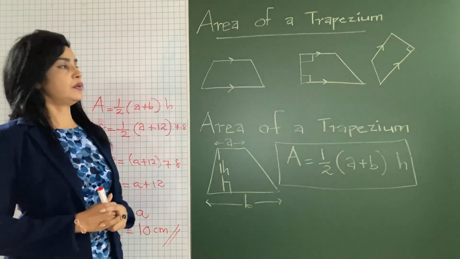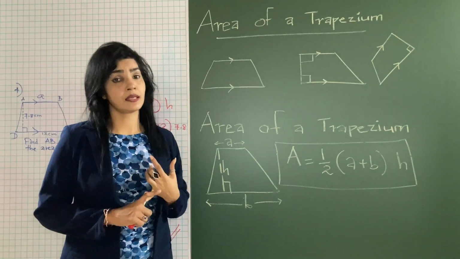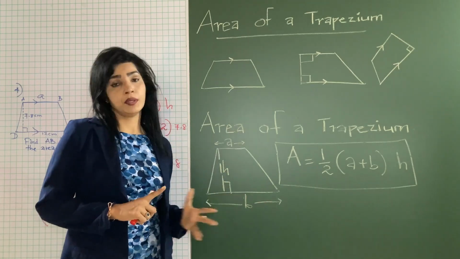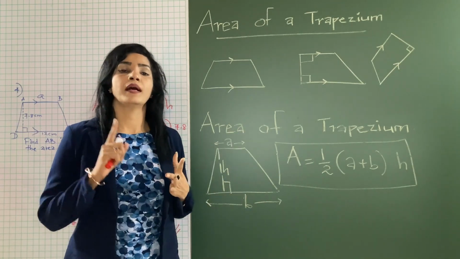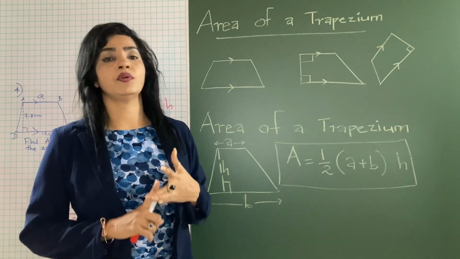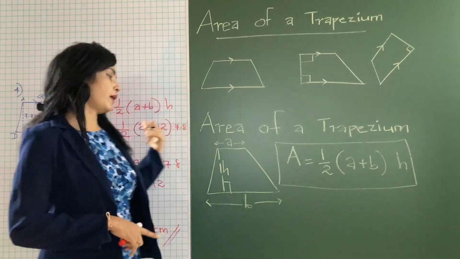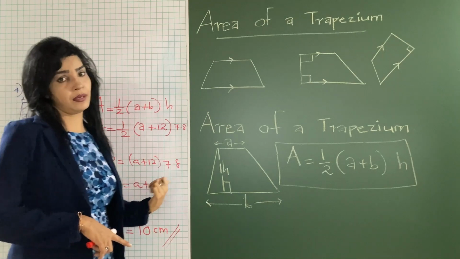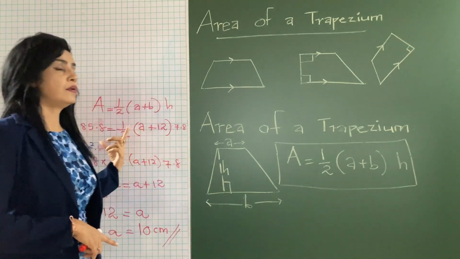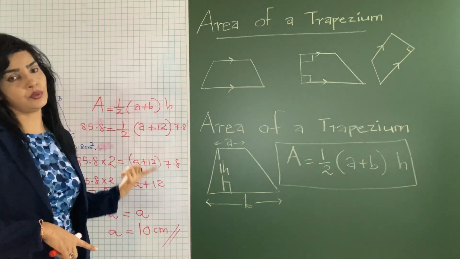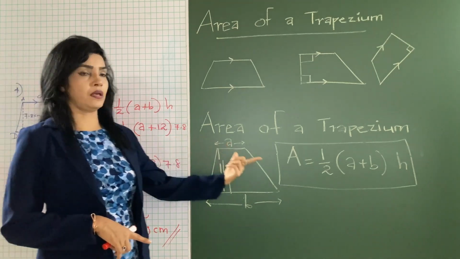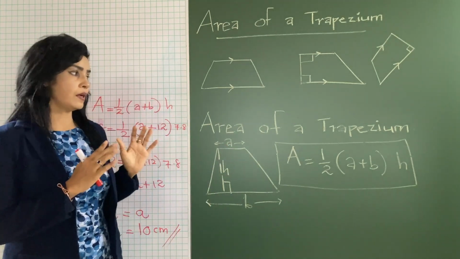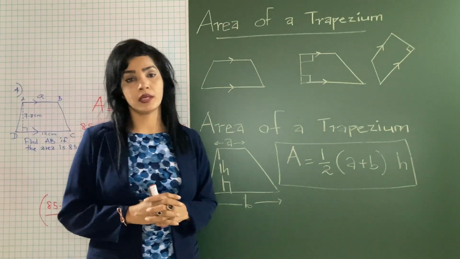Alright. Now you have learned what is a trapezium, the formula of the trapezium, finding the area using the area formula of the trapezium, finding the perpendicular height of any trapezium, and finding a parallel side using the area formula. So area formula and application you have understood.